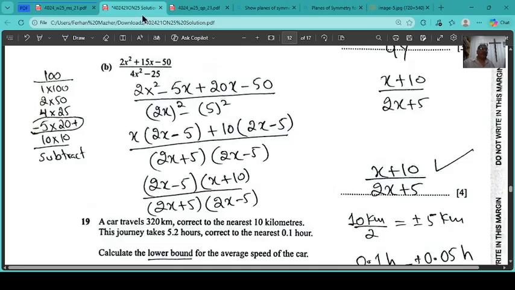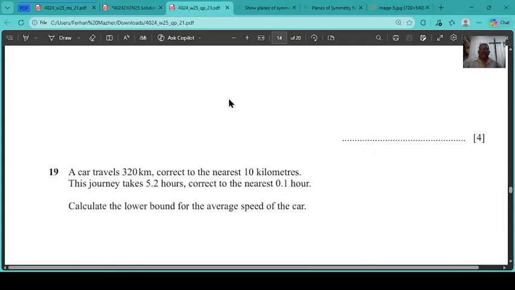Our answer is right. This is how this is done. This is question number 18, part B solution. I hope you know how to factorize with the help of the middle-term breaking, and you know how to do the factorization with the help of the identity. And this is how you convert them into a single fraction. Let's go to the next question.